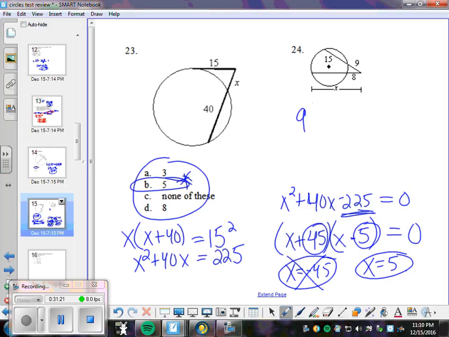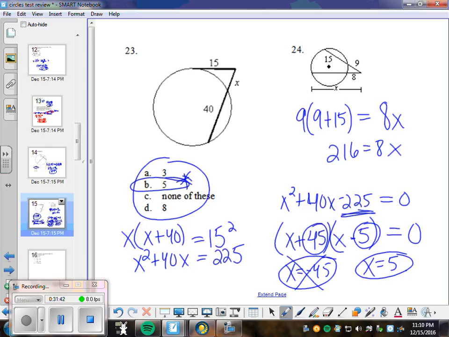So 9 times 9 plus 15 equals 8 times x. You're doing your lengths of your segments. Remember, I will give you these formulas on the test. So 9 plus 15 gives me 24, and 24 times 9 gives me 216. When you divide by 8, you get 27. So 27 for number 24. Sorry if my recording did not get paused there. I hope I got it picked back up where it's supposed to be.